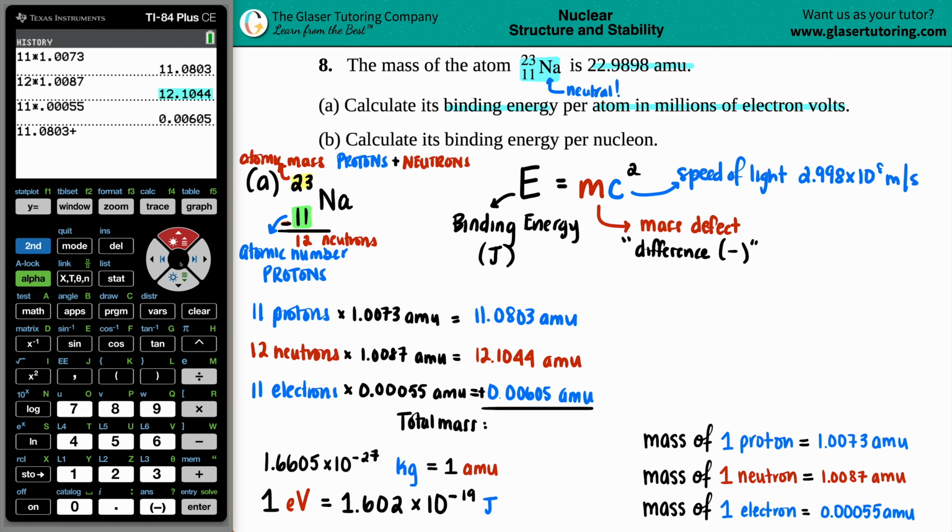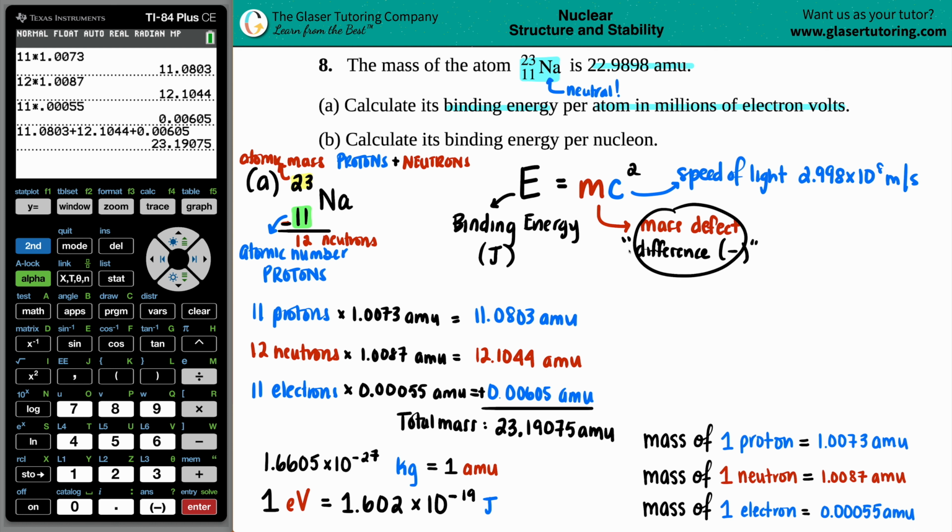But at least that was a cool color. Let's just clear it and redo this plus this plus that. There we go. Add it all up. Beautiful. And as I'm writing this down, take note that there are two different values for the total masses. And there's your defect. Some of the mass is lost. And that's what we have to solve for here.